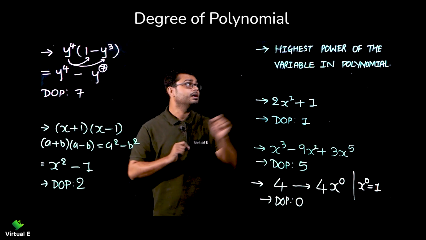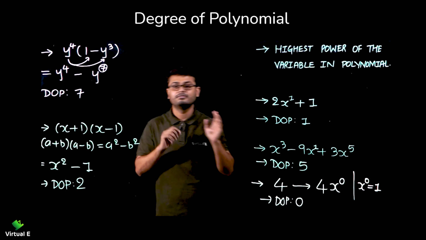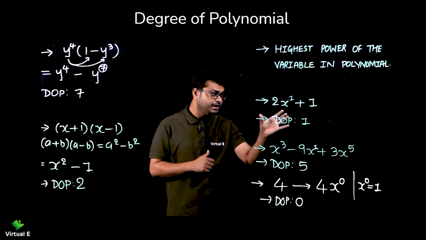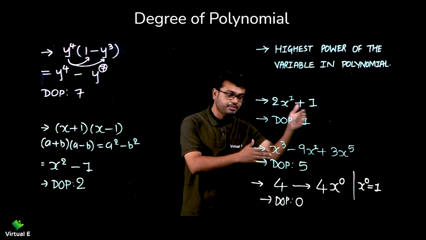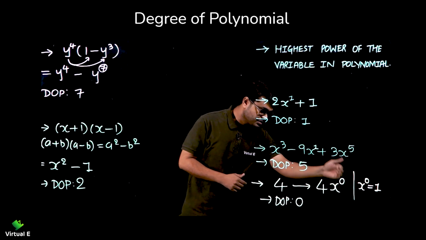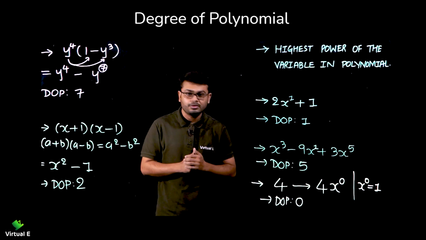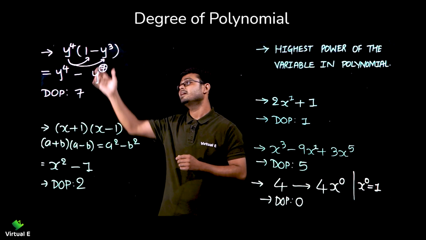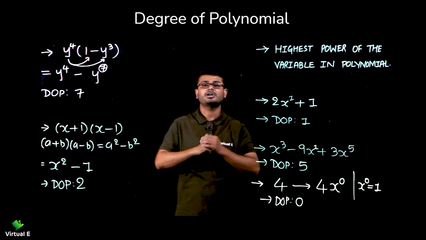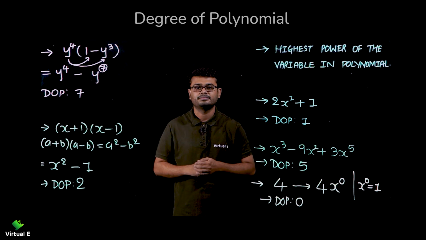So this is how we find the degree of polynomial when we have a polynomial in one variable. Remember, the highest power of the variable will give you the degree of polynomial. If it is given simply, then you can check the maximum, highest power, and that will be your answer. If there is no variable, you can put x raised to 0, so DOP will be 0. If you need to simplify, then simplify first, then you decide, right, like we did. So this is how we find the degree of polynomial.